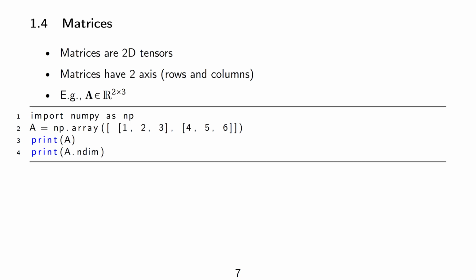So matrices are 2D tensors. Matrices have 2 axes, rows and columns. For example, what we see here is a matrix A that is an element of R^(2×3). That means we have 2 rows and 3 columns. Again, looking at this code here, this is how we would define a matrix in Python. That is a matrix as a numpy array, and then you can print the matrix. This means print its elements, and then again we can print out the tensor rank.